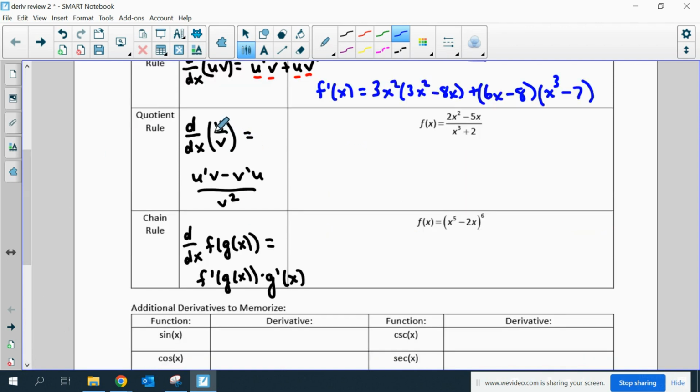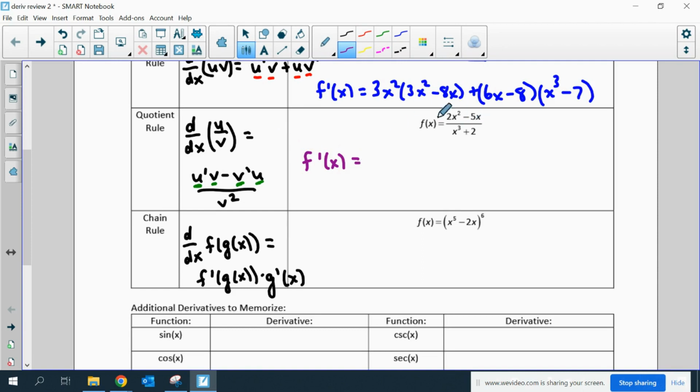Quotient rule. If you have two functions that are divided by each other, you have the derivative of the top times the bottom minus the derivative of the bottom times the top, all over the bottom squared. You may hear this as low d high, low times the derivative of the high one, minus high d low, all over low squared. Low d high minus high d low over low squared. So you may see it either way.